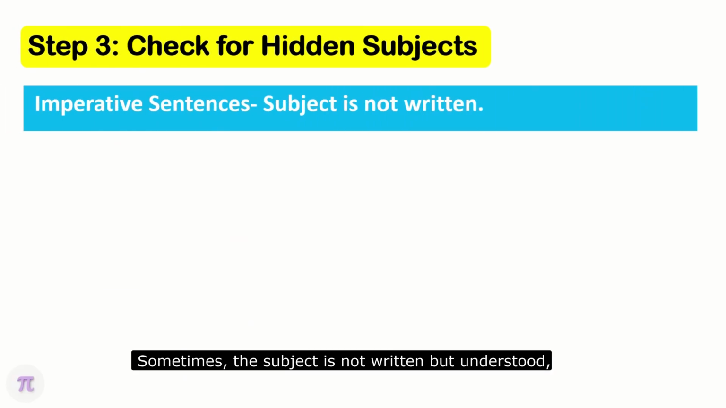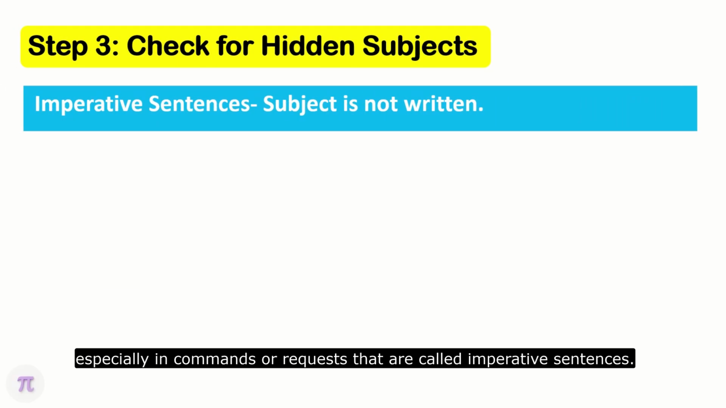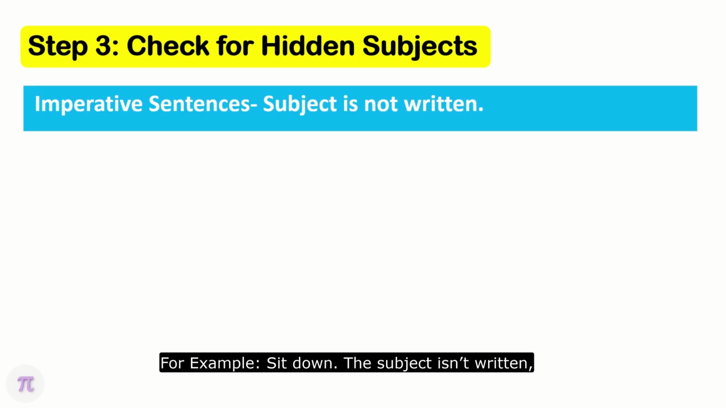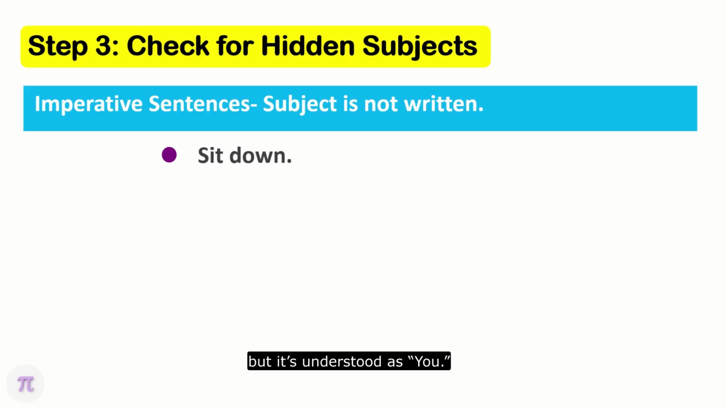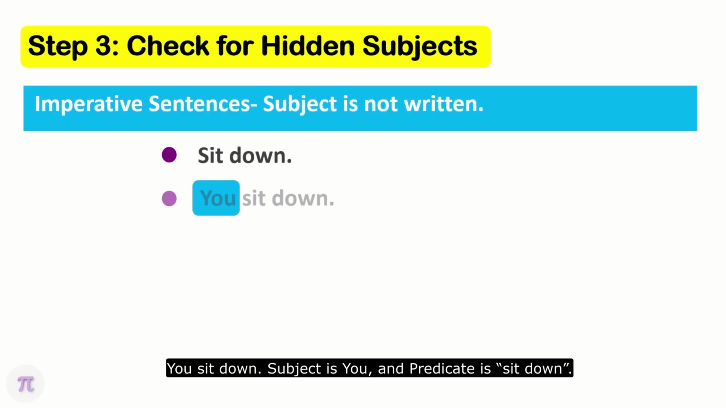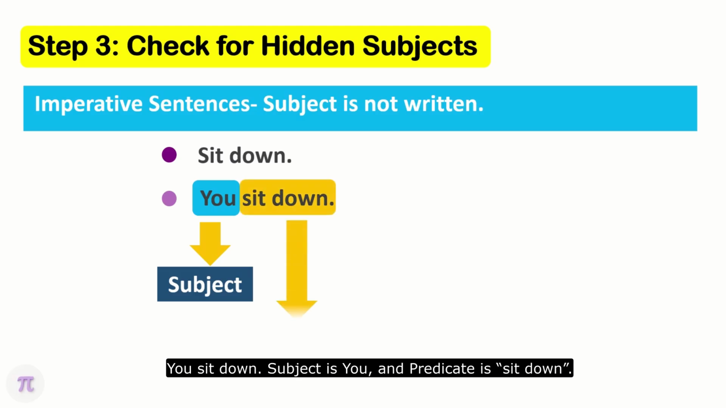Sometimes, the subject is not written but understood, especially in commands or requests that are called imperative sentences. For example, sit down. The subject isn't written, but it's understood as you. You sit down. The subject is you, and the predicate is sit down.